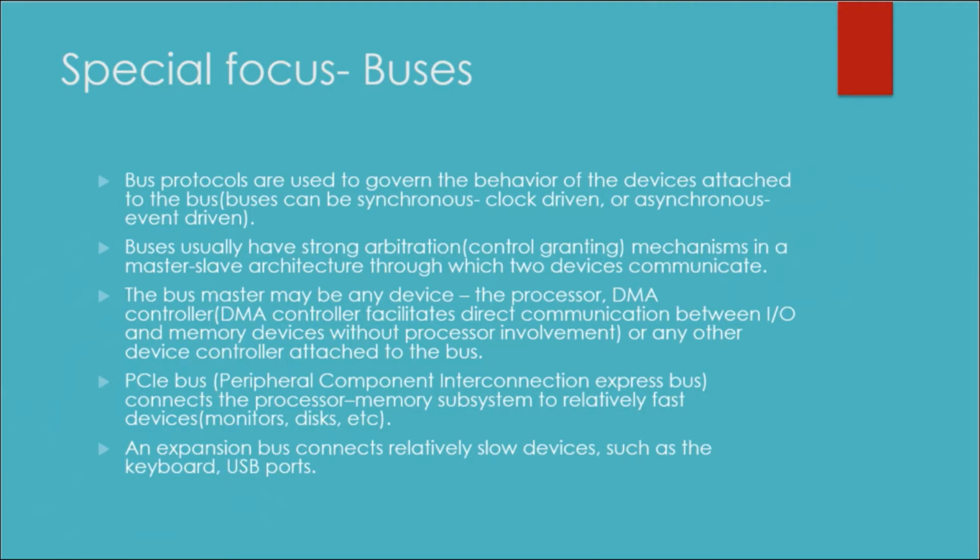There are two types of buses, mainly: asynchronous buses and synchronous buses. Asynchronous buses have handshaking protocols, and synchronous buses perform specific operations at specific clock cycles. Buses will have arbitration mechanisms. Arbitration is basically control granting, and bus protocols govern the behavior of the devices and ensure smooth communication. Usually a master-slave approach is used where the master initiates the dialogue. Most commonly the master is going to be the processor or the direct memory access controller.